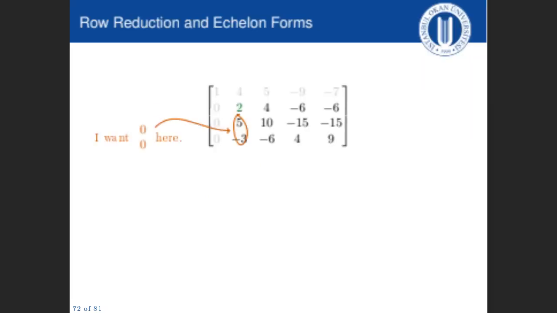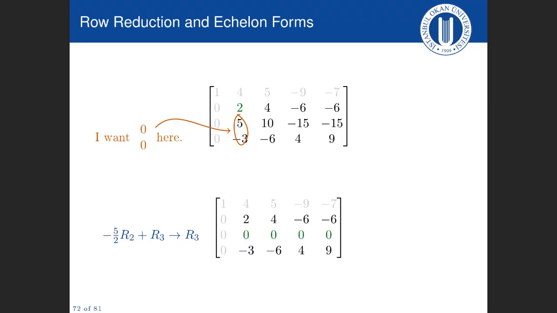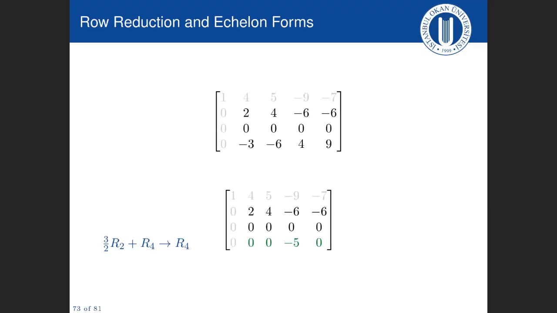Move on to step 3. I want zeros underneath the pivot. Underneath this green 2, I want zeros. So I'm going to do -5/2 R2 plus R3 goes to R3. And I'm going to do 3/2 R2 plus R4 goes to R4. And because I've chosen those correctly, I get my zeros here, which I wanted.